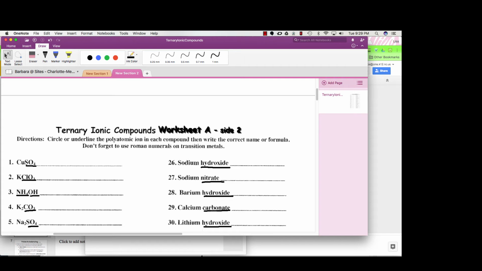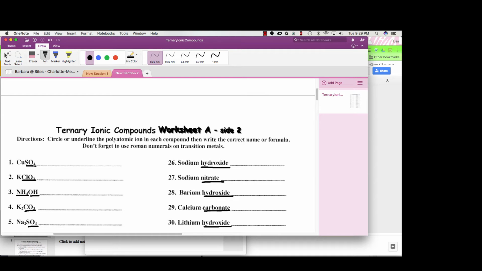So now we're going to look at ternary ionic compounds. Remember that ternary means that we're going to have 3 or more different elements. The directions say to underline or circle the polyatomic ions. I've already done that part for you. You can identify the polyatomic ions using your reference table. Remember, there's a list of polyatomic ions on the back of the reference tables.